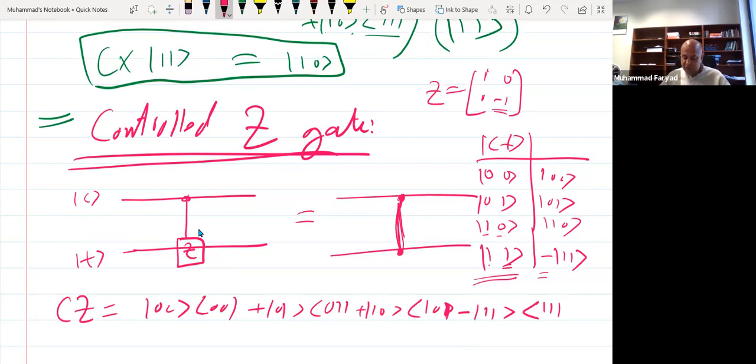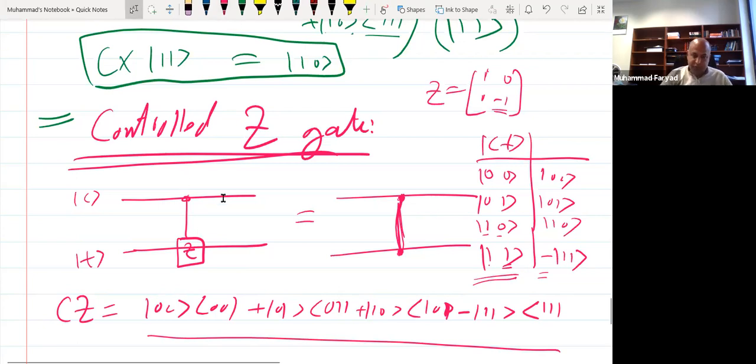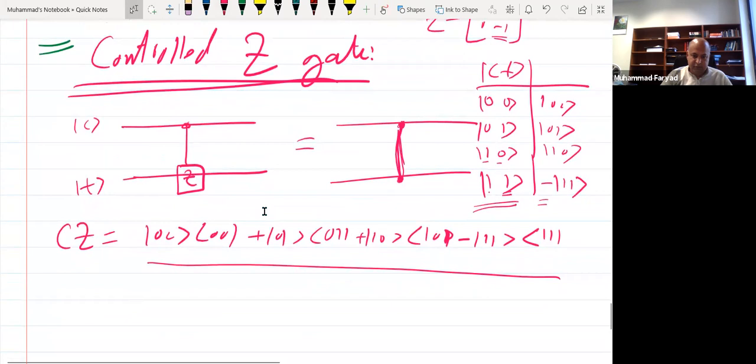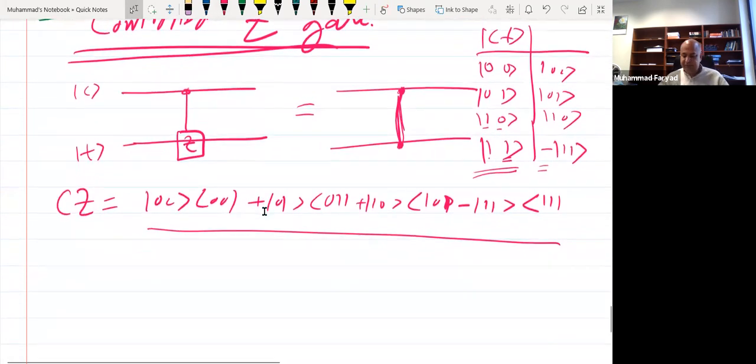So with this operator form, we can write it like this. Okay, so any question with this?